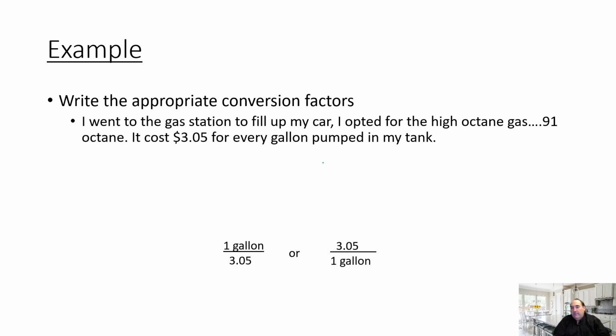A couple other examples of some conversion factors. If we filled up gas and I went for 91 octane at $3.05, wow, that's a pretty old slide, I suppose. I would love $3.05 gas right about now, but by the way, that was pretty expensive when I wrote it, I think. We could turn that into 1 gallon is $3.05, or for $3.05, we could get 1 gallon. Again, our two conversion factors.